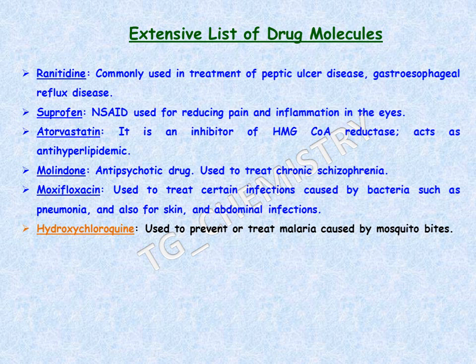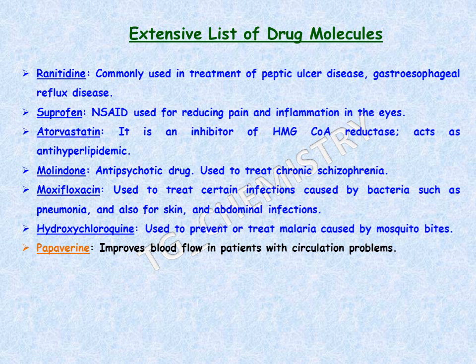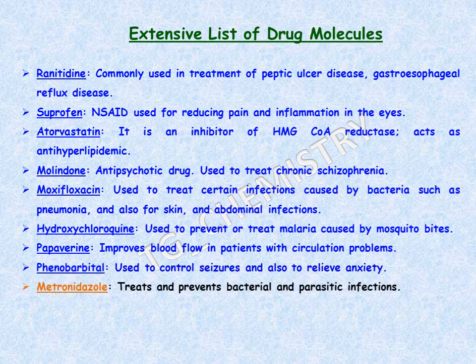Hydroxychloroquine, this is quite known for us for the last couple of months because of the COVID-19 treatments, and used to prevent or treat malaria caused by mosquito bites. Papaverine, this is a very important drug molecule and it improves the blood flow in patients with circulation problems. Phenobarbital, used to control seizures and also to relieve anxiety among the patients. Metronidazole, quite known to us, and it treats and prevents bacterial and parasitic infections. And finally, the last of the list is diazepam, and this is used to treat anxiety, muscle spasms, and fits. So now we will move into the synthesis and applications of individual drug molecules.